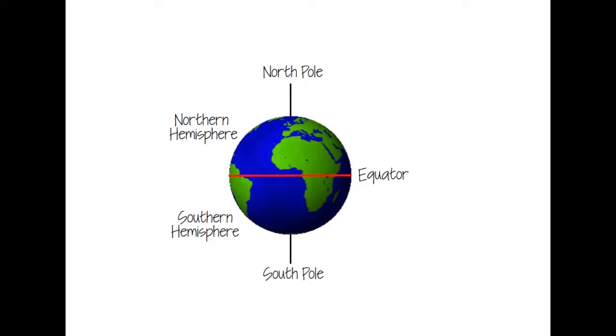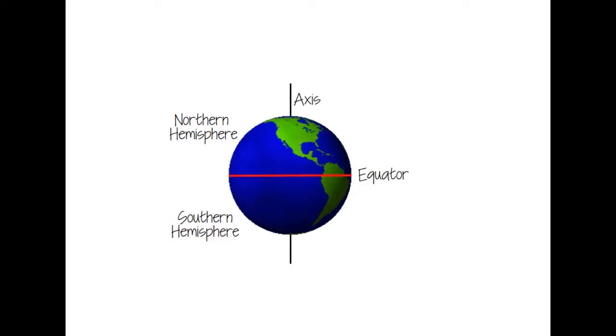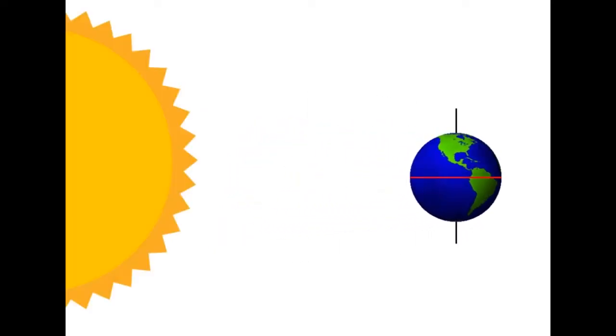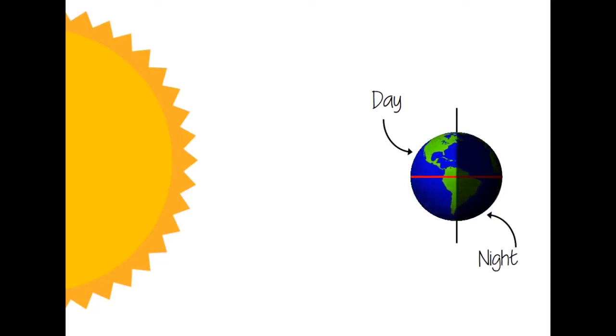There's also another imaginary line that runs through the Earth from the North Pole to the South Pole, and this is called the Earth's axis. The Earth rotates or spins on this axis, and it makes a full rotation every 24 hours. Now, let's look and see how the Earth and Sun relate to each other. What causes day and night? Well, the half of Earth that is facing the sun is illuminated by the sun's light, and in that half, it's daytime. The half that is facing away from the sun is in darkness, and it is nighttime in that half.